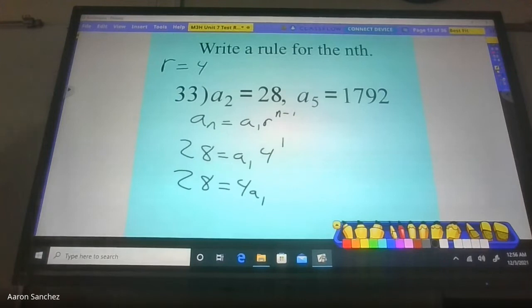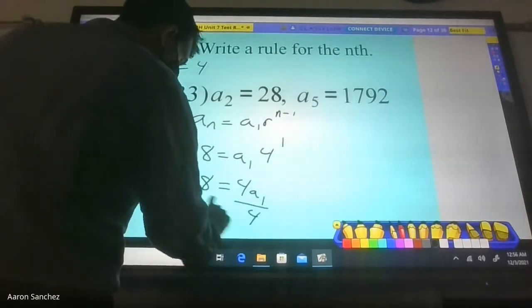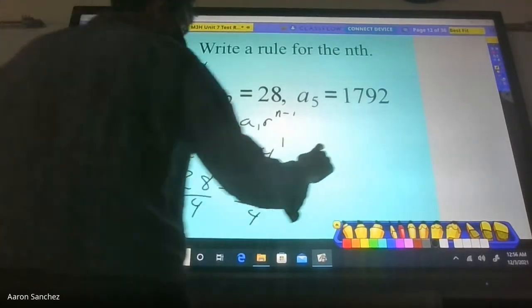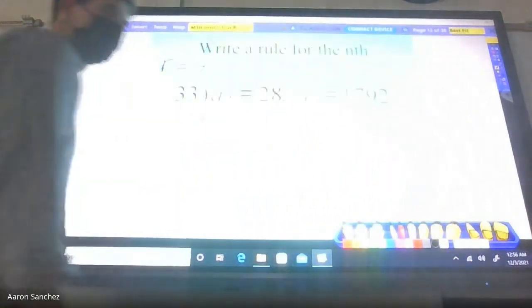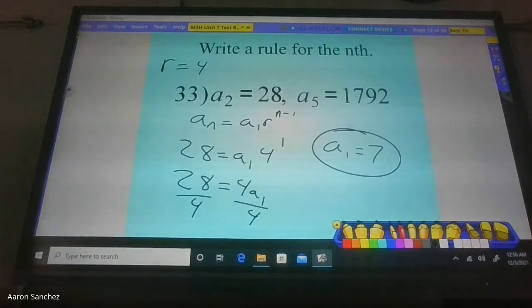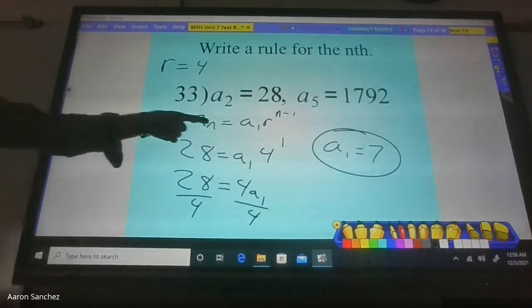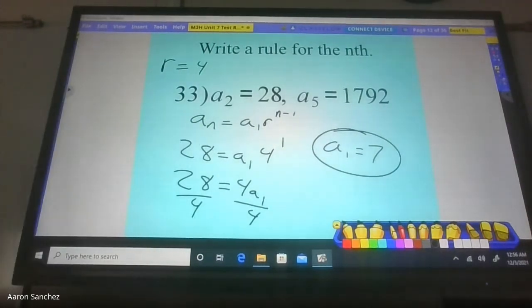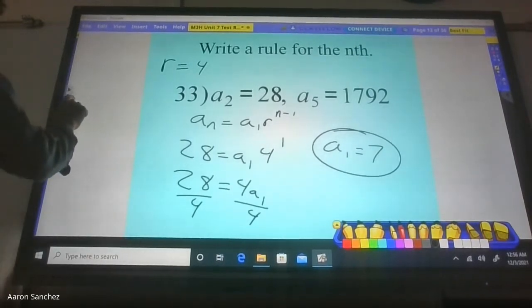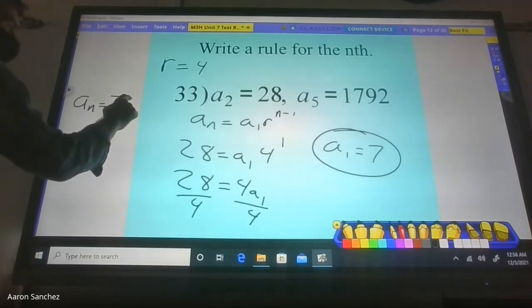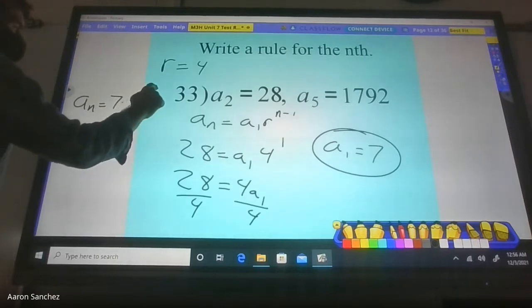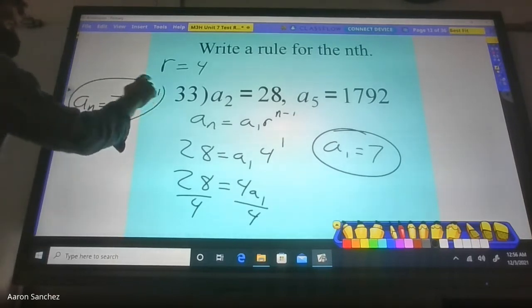Divide by 4. 28 divided by 4 is 7, right? So now we have our r, we have our a sub 1. So what's our answer? A sub n equals 7 times 4 to the n minus 1. And that's your equation.